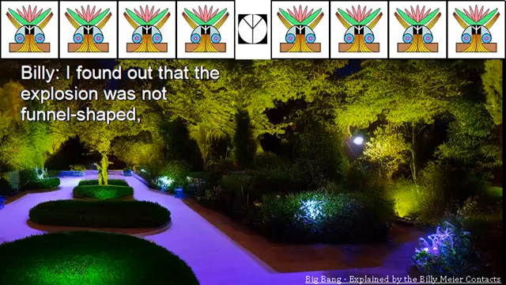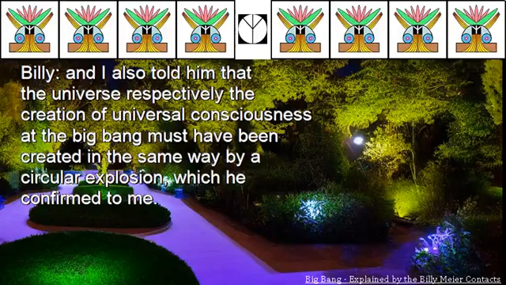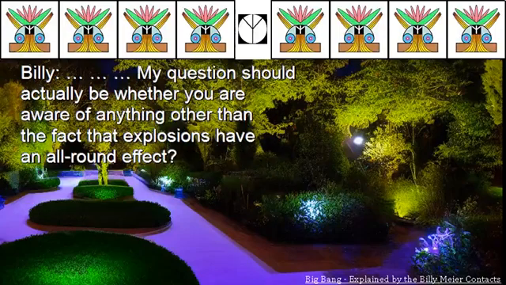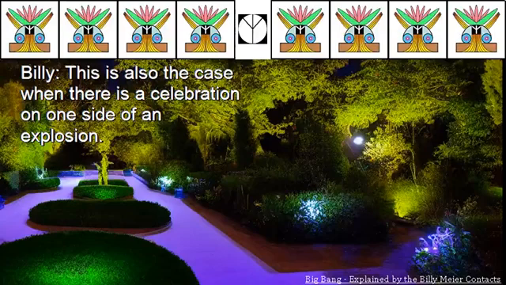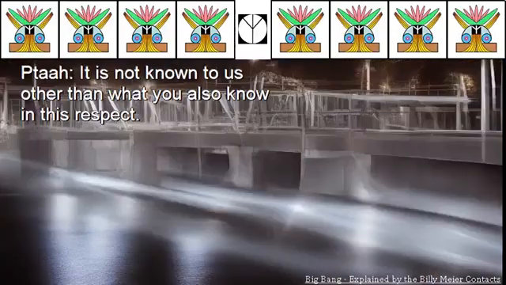I found out that the explosion was not funnel-shaped, but circular and spherical, which is what I told your father, and I also told him that the universe, respectively the creation of universal consciousness at the Big Bang, must have been created in the same way by a circular explosion, which he confirmed to me. My question should actually be whether you are aware of anything other than the fact that explosions have an all-round effect. This is also the case when there is a solidity on one side of an explosion. Such a solidity prevents the explosion from spreading all around and from having an outward effect only where everything is free. It is not known to us other than what you also know in this respect.